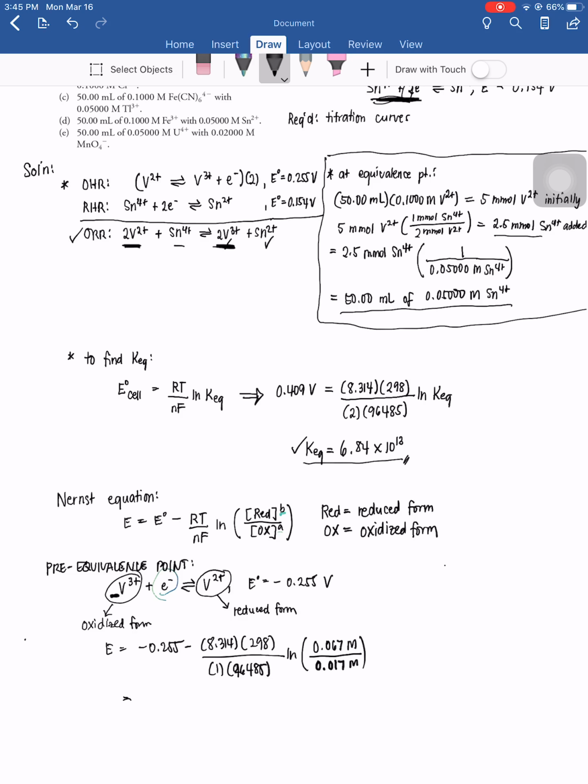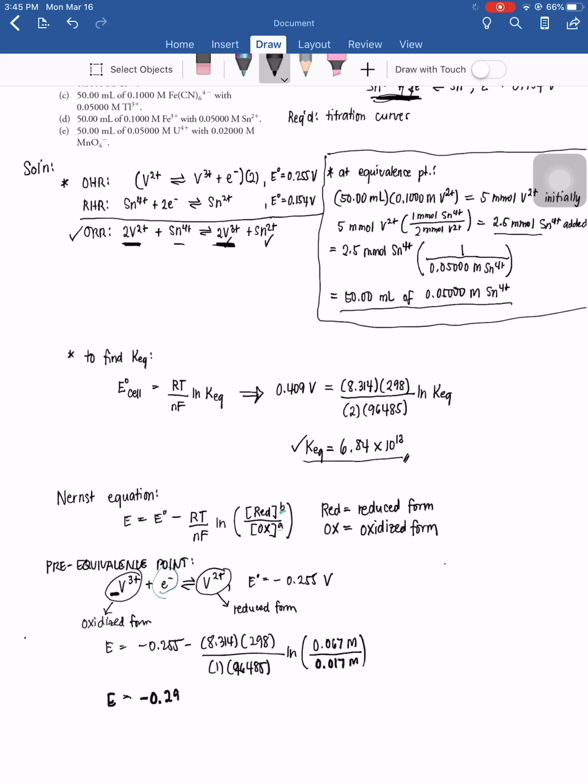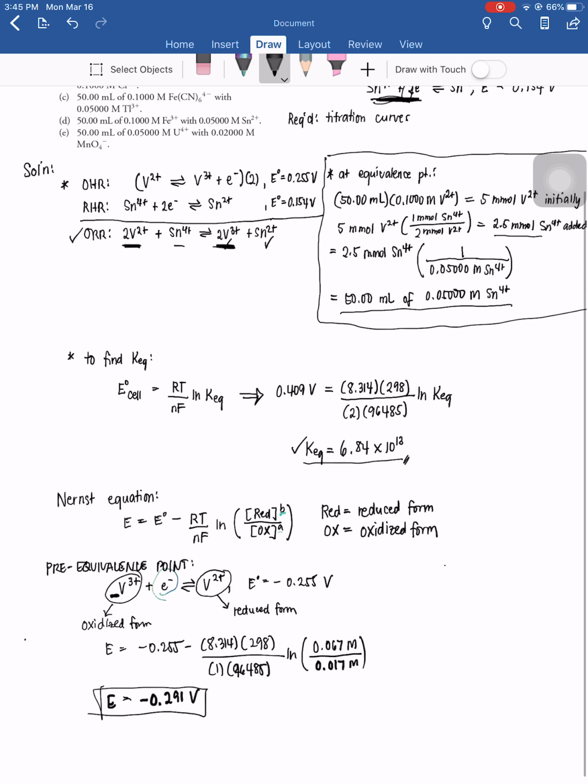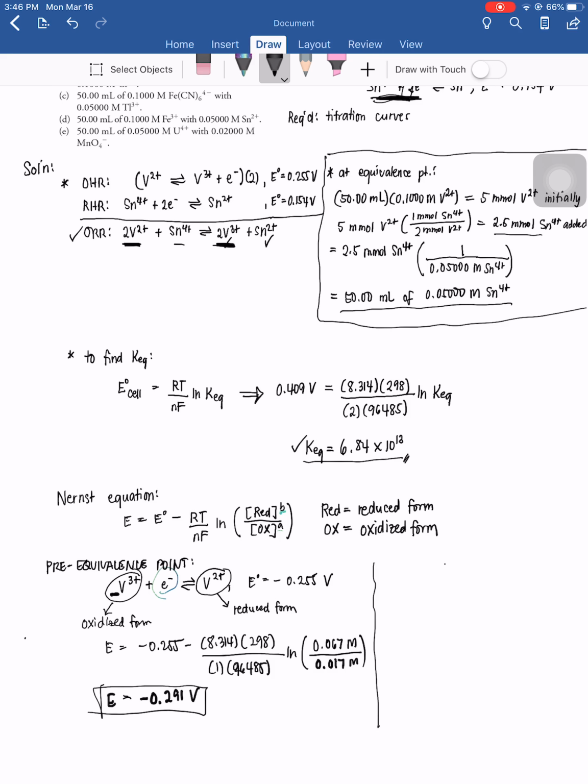So, plugging in the values now, I should have gotten instead an E equal to negative 0.291 volts. So, same issue rin siya with our post-equivalence point. At the post-equivalence point, as we've noted, what is in excess is already actually our tin 4 titrant.